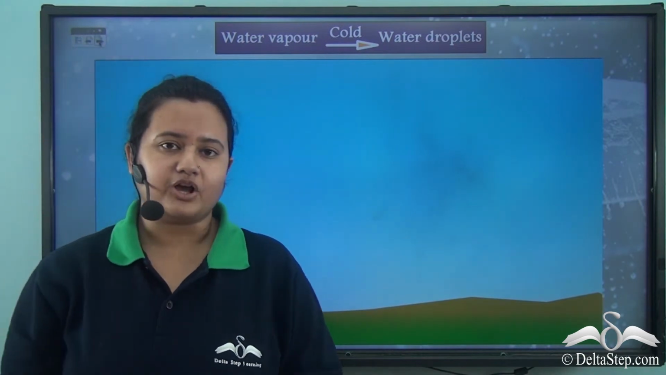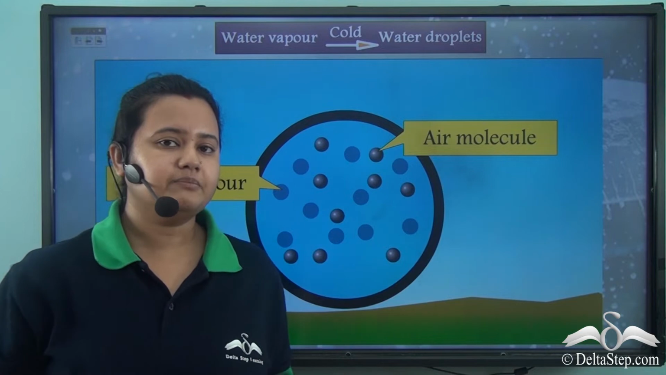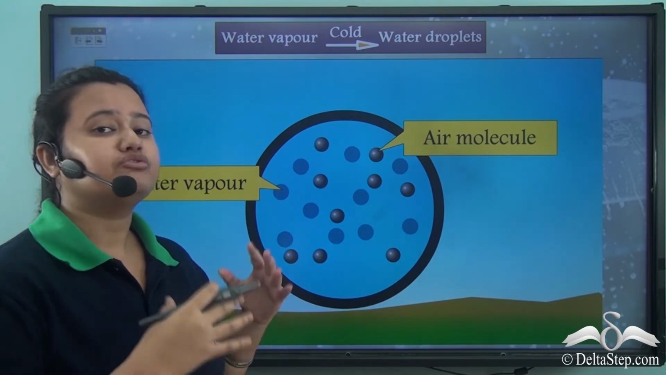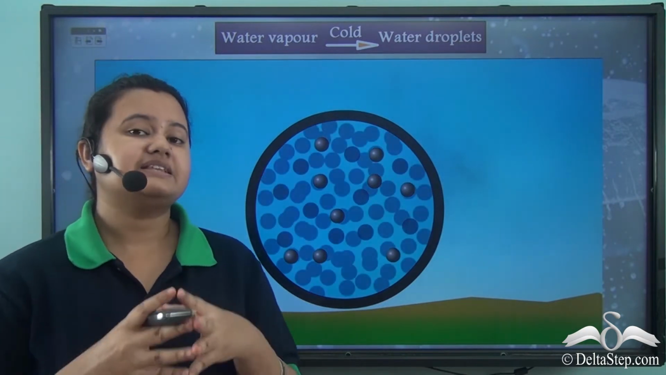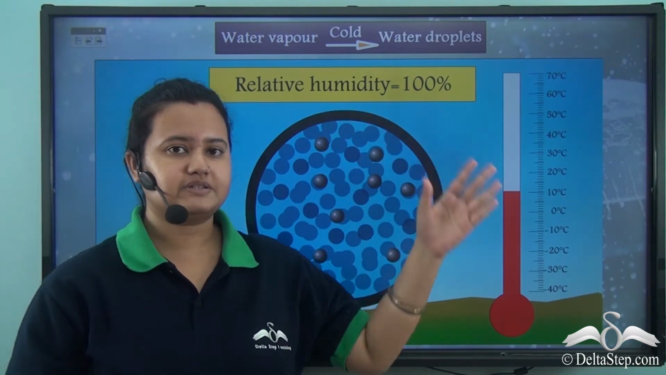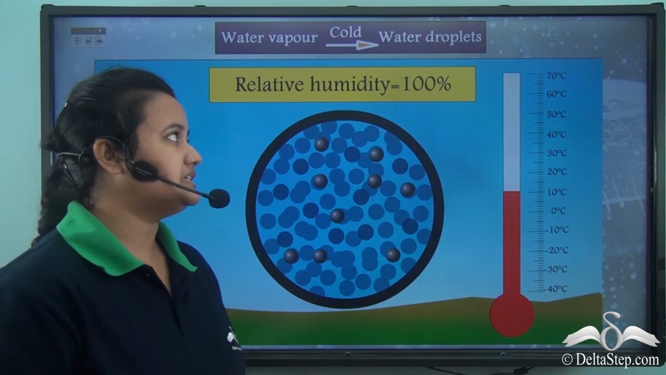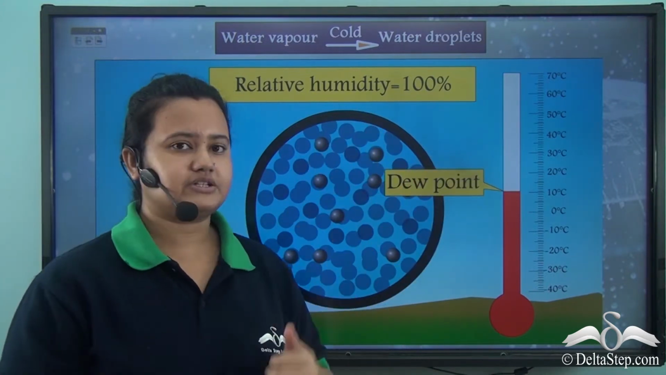This happens because air contains water vapor. Now, sometimes at a particular temperature, air becomes fully saturated with water vapor. In such a case, the relative humidity is 100%. Now, the temperature at which relative humidity is 100% is known as dew point.